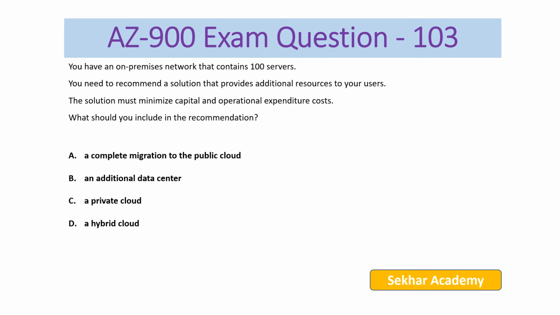So you need to recommend a solution that provides additional resources to your users, and the solution must minimize capital and operational expenditure. So here we need to consider capital and operational expenditure. In that case, which solution will it be? The right answer is D, hybrid cloud. Since capital and operational expenditure cost is being considered, private will not come, and the other three options will not be considered. So the right solution is a hybrid cloud, D.